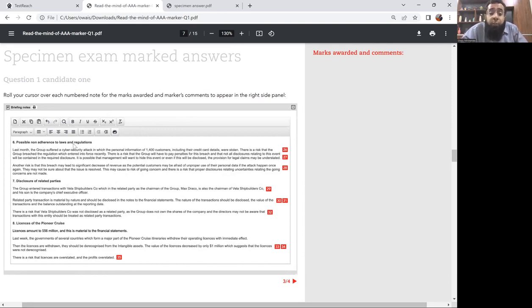Possible non-adherence to laws and regulations relating to cybersecurity. Last month, the group suffered a cybersecurity attack in which personal information of 1,400 customers, including their credit card details, was stolen. There is a risk that the group breached a regulation which entered into force recently. There is a risk that the group will have to pay penalties for the breach and that not all disclosures relating to this event will be contained in the required disclosures. It is possible that management will want to hide this event. If this is disclosed, the provision for legal claims may be understated.